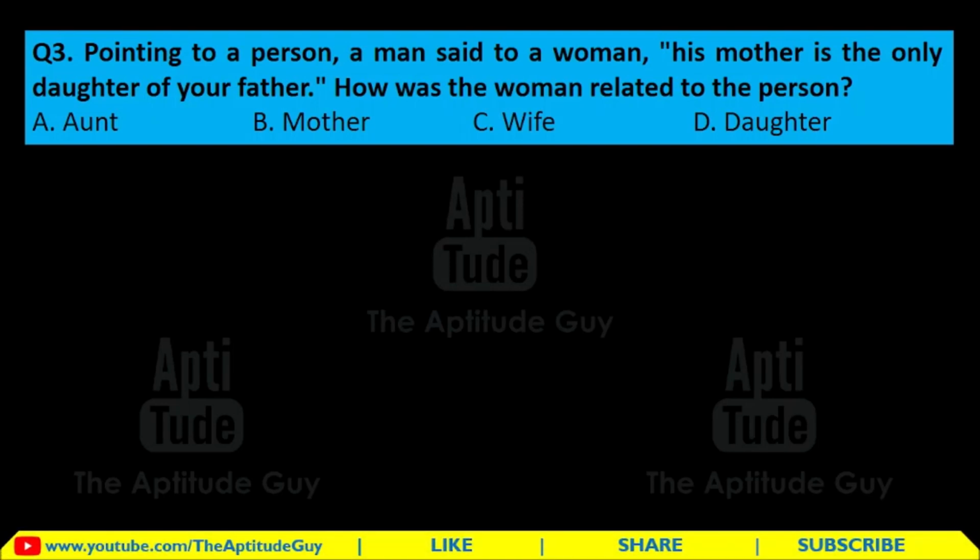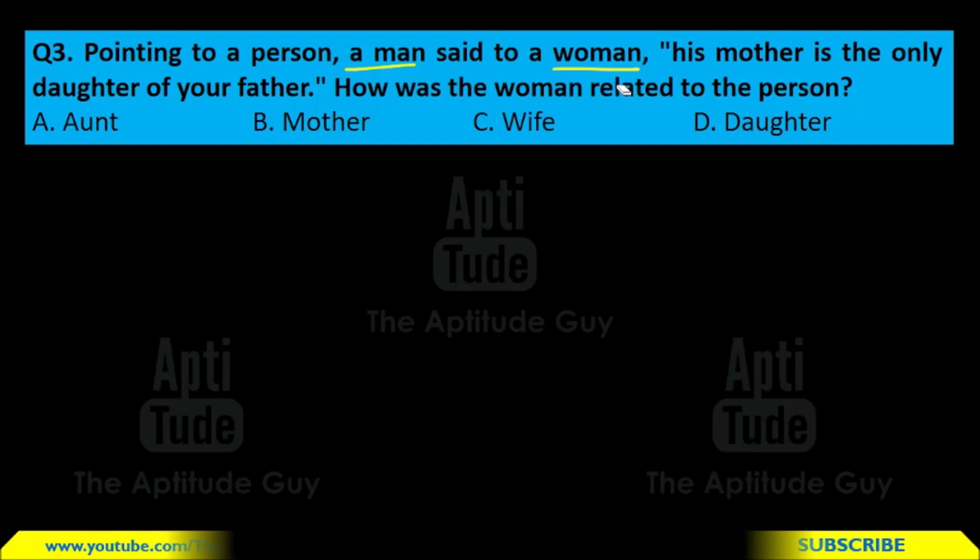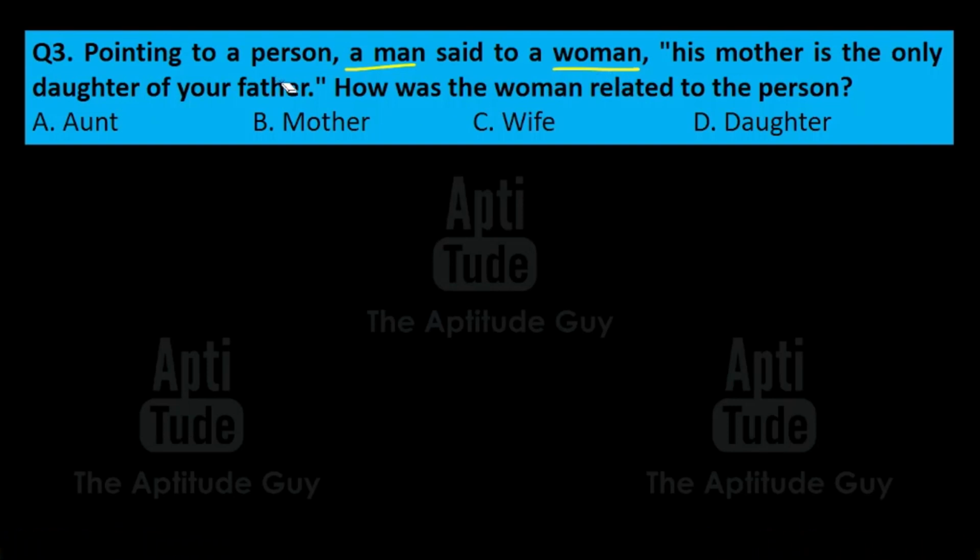Let's solve it now. Pointing to a person, a man said to a woman. Okay, now here, who is the first person? The man, because he's speaking. Who's the second person? The woman, because he's speaking to the woman. And who's the third person? They're talking about the person. So that is this person. First person, second person, third person. Done. His mother is the only daughter of your father. How was the woman related to the person?